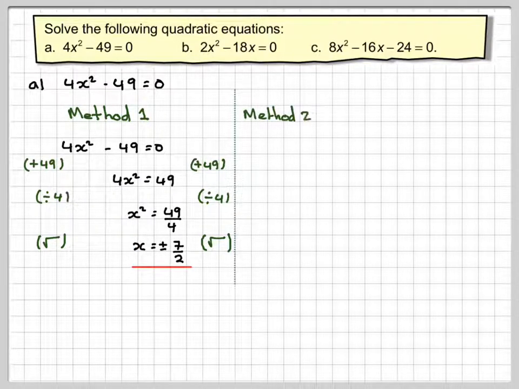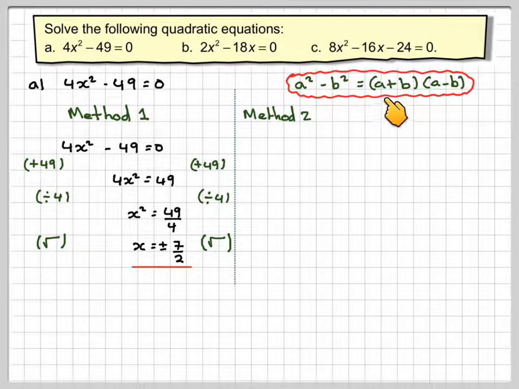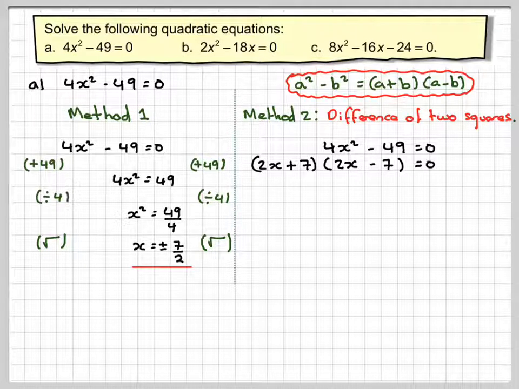The second method involves the difference of two squares, which is a squared minus b squared is equal to a plus b times a minus b, called the difference of two squares. So what we do, we've got 4x squared minus 49 is equal to 0. So 4x squared is equal to a squared, which means a must be the square root, so it's going to be 2x. And then the square root of 49 is going to be b, which is 7. So we've got 2x plus 7, and then 2x minus 7 is equal to 0.